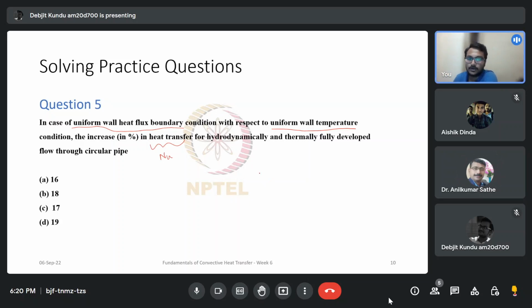One hint I'll drop. We saw in the previous example, we will consider this as case 1 and this one as case 2. So we saw in a previous one that for uniform wall temperature in hydrodynamically and thermally fully developed flow, this Nusselt number becomes equal to 3.66, correct?